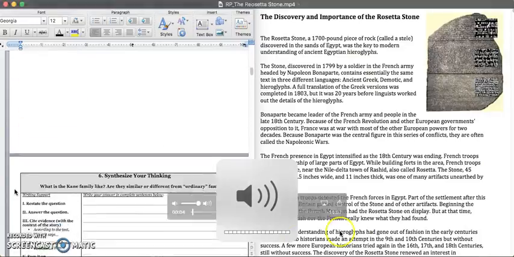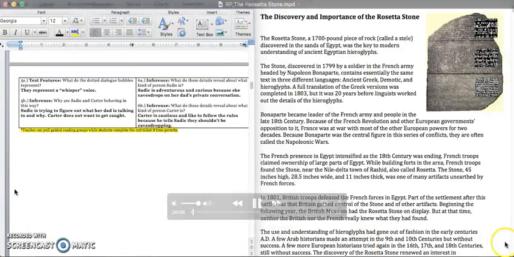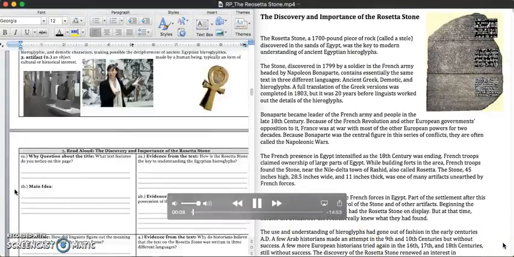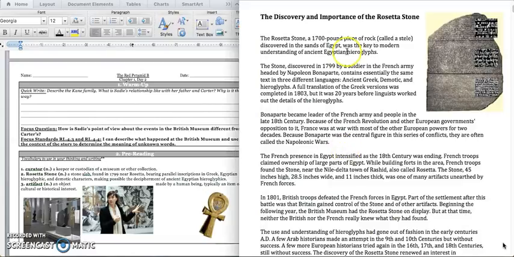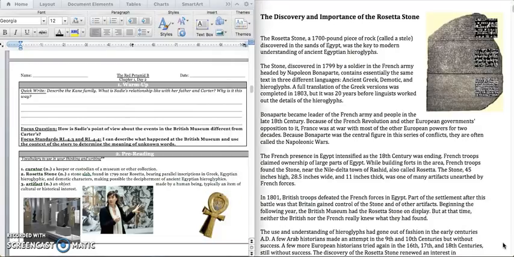Today we are going to take a moment to read an article to build some background knowledge about what's about to happen in our text. You can tear off this article on the back of your packet that says the discovery and importance of the Rosetta Stone. Before we get started, we have a quick write.